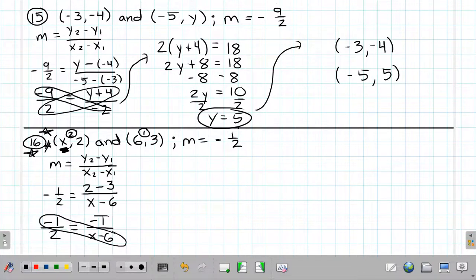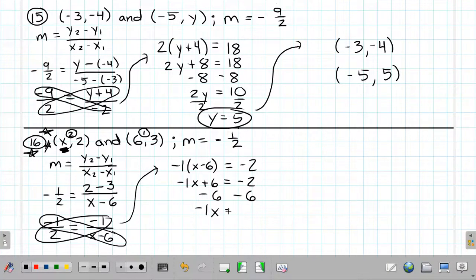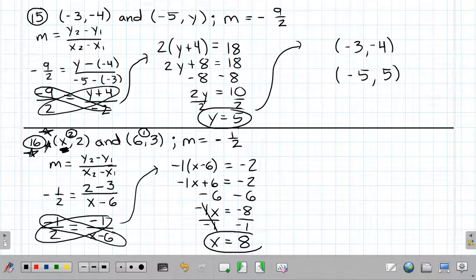Now when we cross multiply, we get negative 1 times x minus 6 is equal to 2 times negative 1 is negative 2. So we get negative 1x plus 6 is equal to negative 2. Minus 6, minus 6, negative 1x is equal to negative 8. Divide by negative 1, divide by negative 1, x is equal to positive 8.